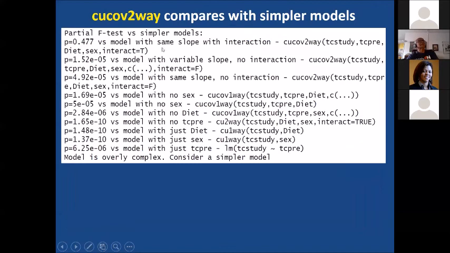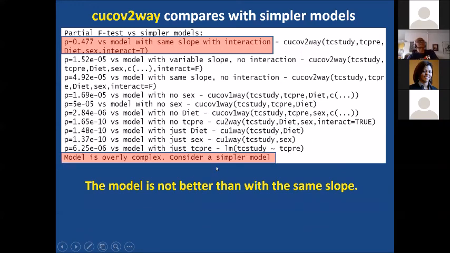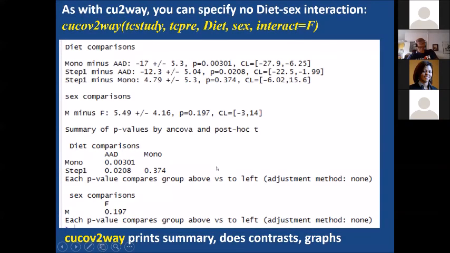And again, it does a partial F test with simpler models, but you can see here that it is not better than with the same slope, what we saw before. So the same slope with interaction does just as well. So there is no need to use this model. So that's the value. It says here, overly complex, consider a simpler model.